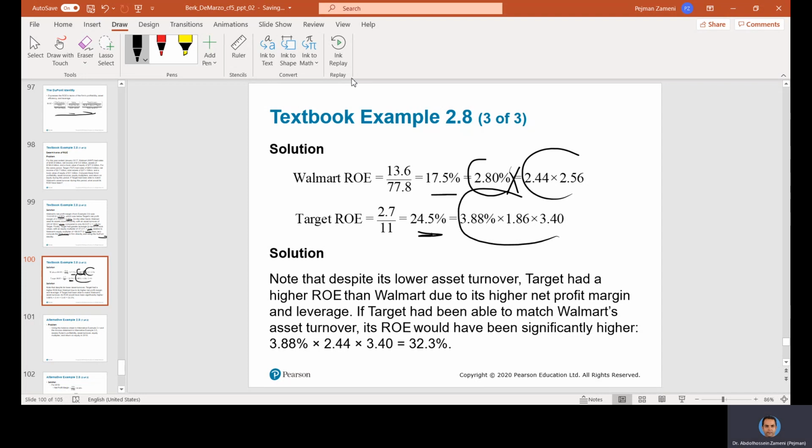Note that despite its lower asset turnover, Target had a higher return on equity than Walmart due to its higher net profit margin and leverage. If Target had been able to match Walmart's asset turnover, its return on equity would have been significantly higher, around 32.3%.